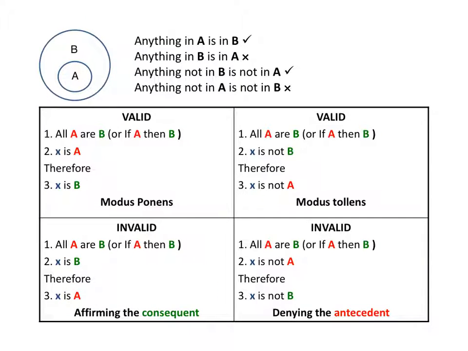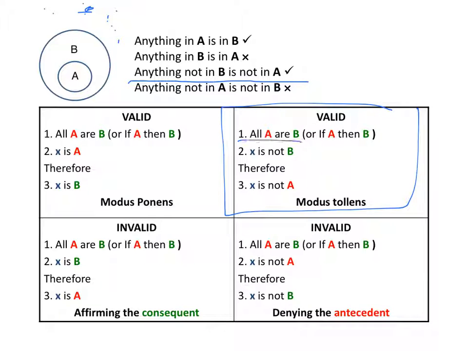On the other hand, something else you can see from the diagram is that if something's not in the B circle, if it's out here, then it's automatically not in the A circle. So if something's not in B, it's not in A. So that's why modus tollens is valid. If all A's are B's, and something's not B, it's out here, then it can't be A either.